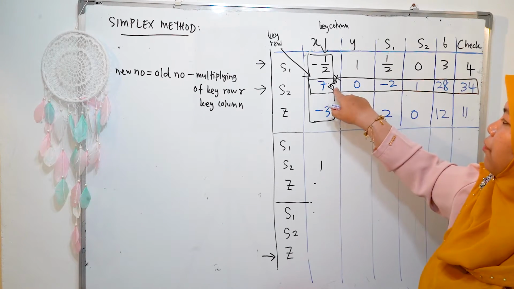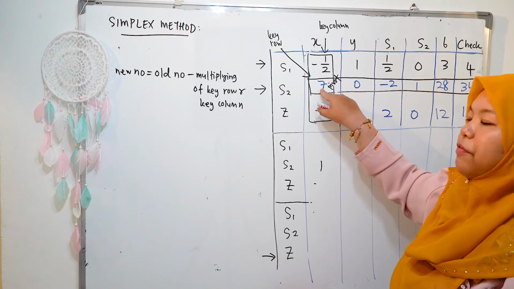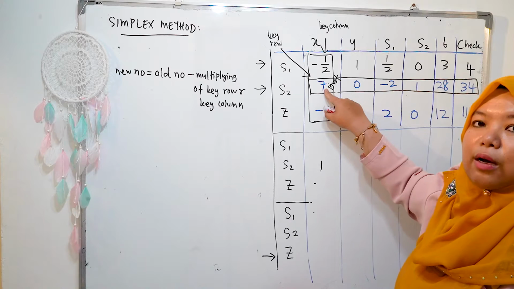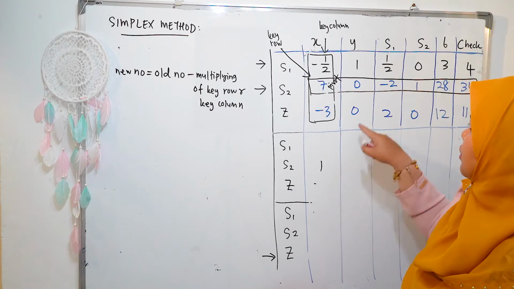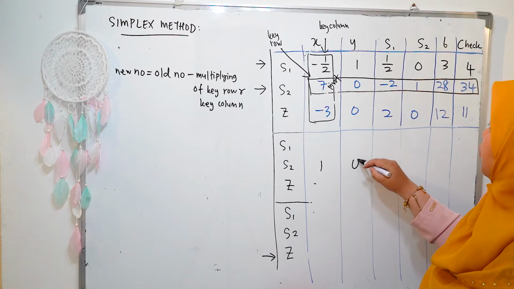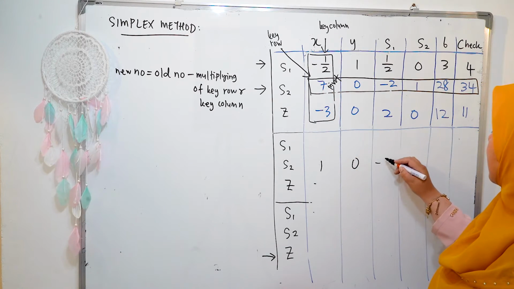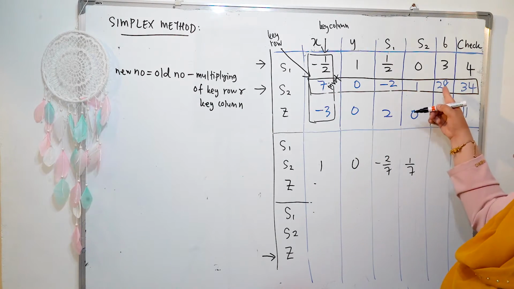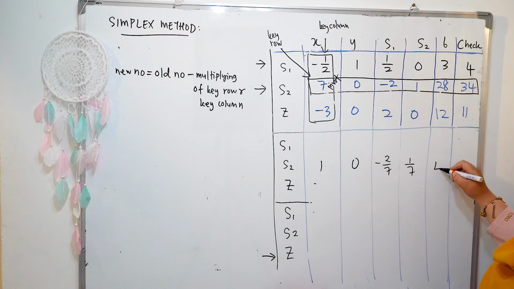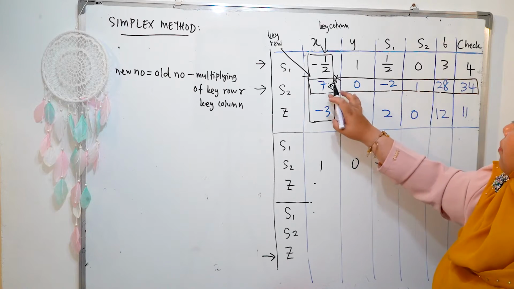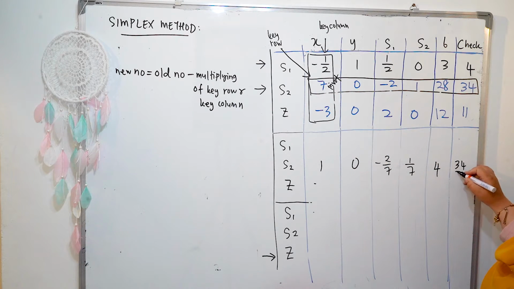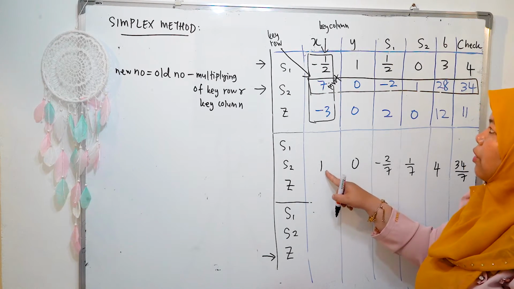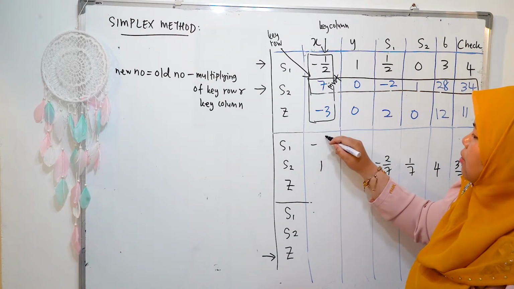Okay, for the pivot, we have to change 7 to be 1. So for this row, we have to divide with number 7. So 7 over 7 is 1, 0 over 7 is 0, negative 2 over 7 is negative 2 over 7, 1 over 7, 1 over 7, 28 over 7 is 4, 34 divided by 7 is 34 over 7. Okay, so after we change the pivot to be number 1, another row we just copy and paste.